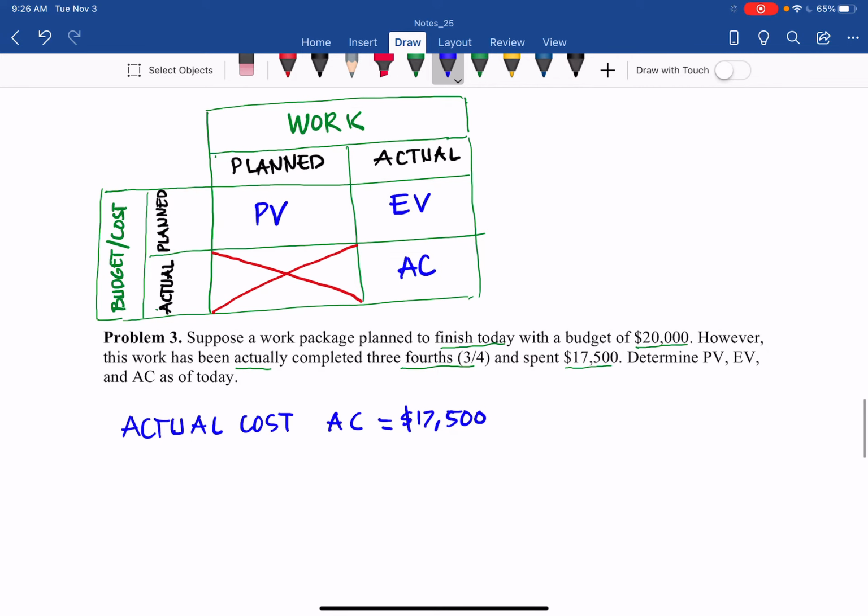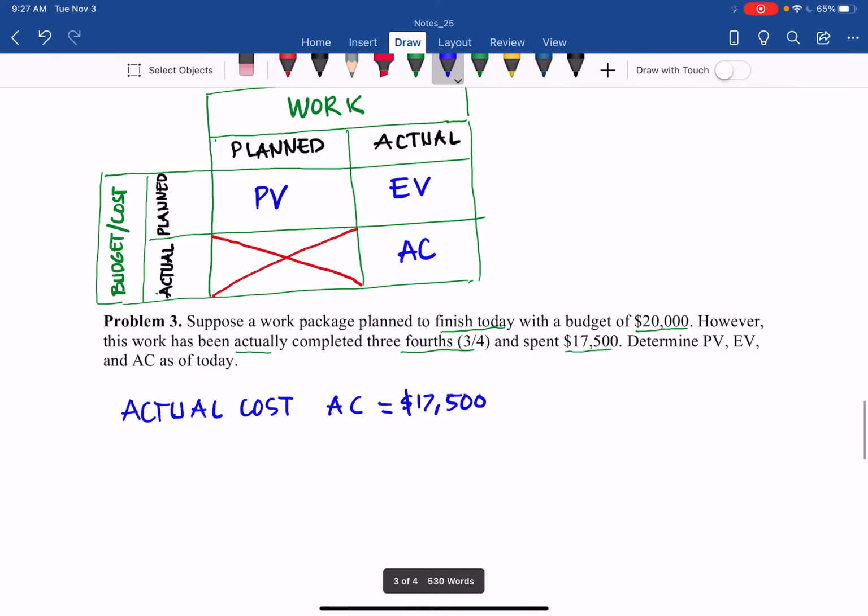Now I want to stop this video, and as I do in face-to-face class, figure it out yourself with the concept and the differentiation that I just mentioned. What are the planned value and earned value in this problem? Let's pause the video and think for yourself before you see the answers. After you think for yourself, now here are the answers.